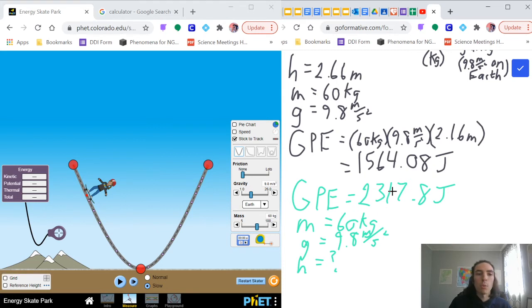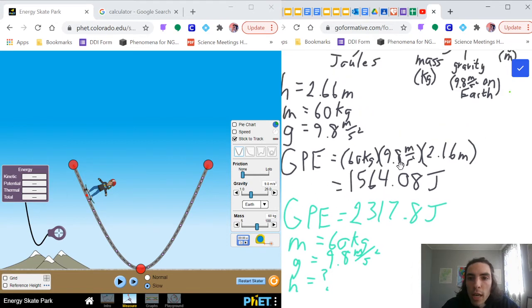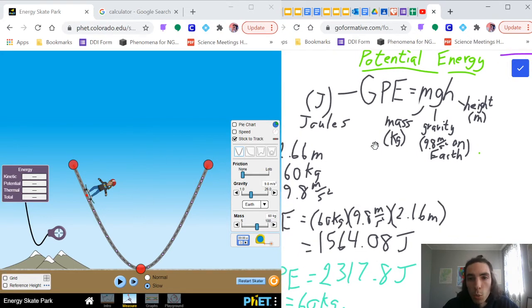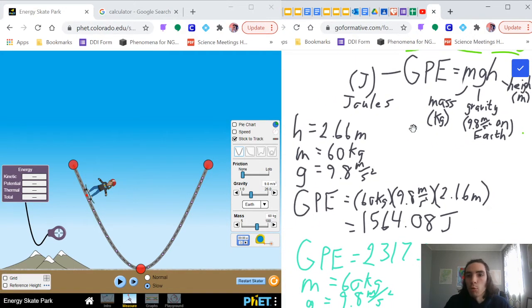And again, the reason that we're solving this in a different way, in a way that requires more algebra than last time, is just because this equation that we have up here for potential energy is already solved for potential energy. So we didn't really have to do a whole lot of rearrangement or manipulation to that equation to solve for that.